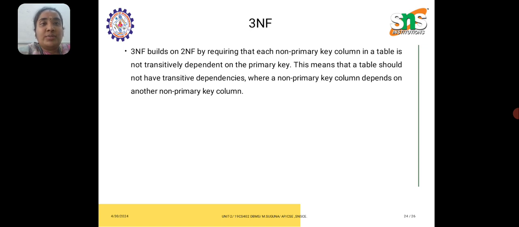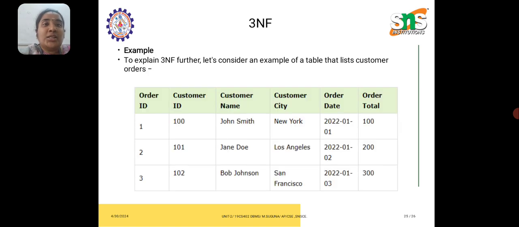Third normalization builds on 2NF. In 2NF, what we have seen is that 2NF is built on 1NF, but here 3NF is built on 2NF. It is also known as a non-primary key which is transitively dependent on the primary key. This means that a table should not have transitive dependencies where a non-primary key column depends on another non-primary key column. Next is an example of third normalization form.